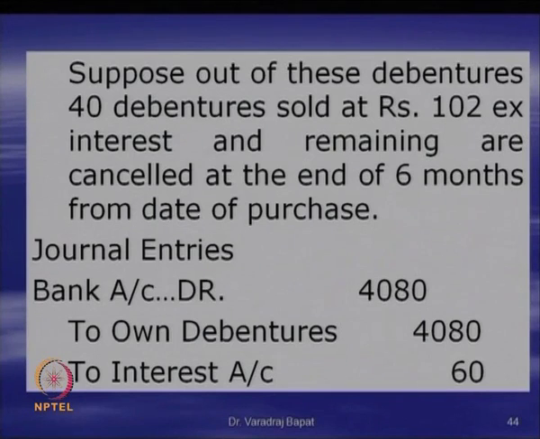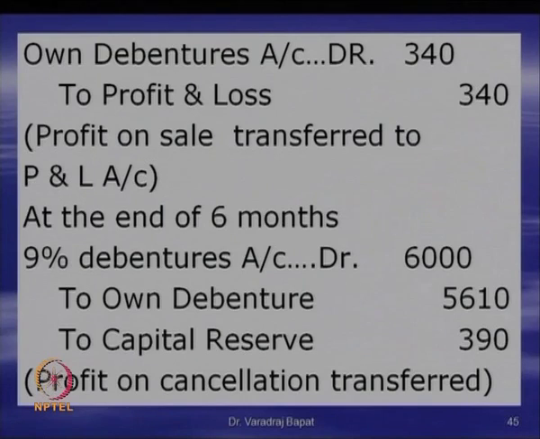Out of this, we have sold some debentures at 102. So 102 minus 93, this is the profit we have earned. So we get a profit of 340 on those 40 debentures. So own debenture account debit 340 and P&L account credit 340. Now the last entry, at the end of 6 months, when the debentures are cancelled, we have passed this entry: 9% debentures account debit 6000, to own debenture 5610, to capital reserve 390.